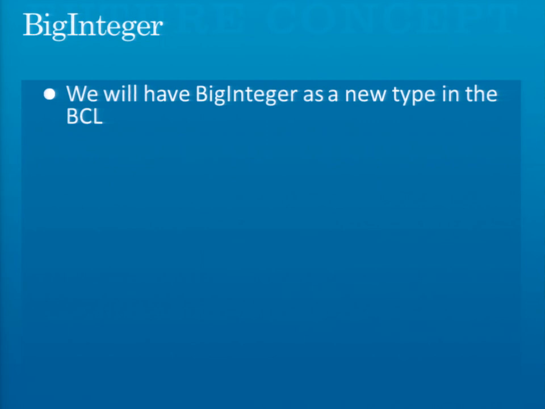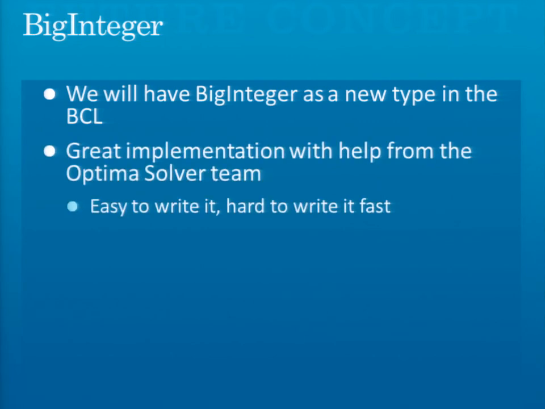That one actually turns out to be more interesting. We had an implementation of that in 3.5, and it was too slow. It turns out it's easy to do big integer. It's even easier to do it badly. And so we decided to hold off until we could do it right. And we got help in 4.0 from the Optima Solver Foundation team, who are numerical experts, who helped us do what I thought until last night was a really fast implementation.